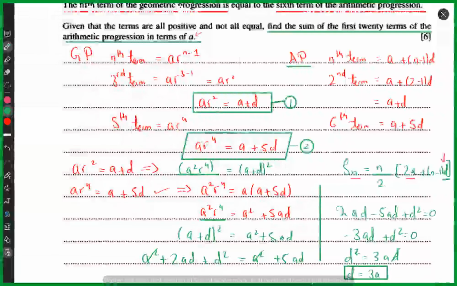Because we know what our end goal is. We need to write the sum in terms of A only. So we need to have D in terms of A, and you have two equations. Try playing with that such that you are able to cancel R with R.